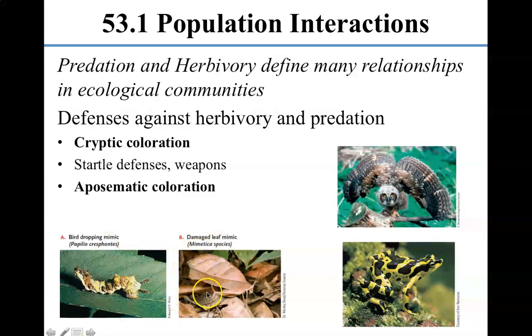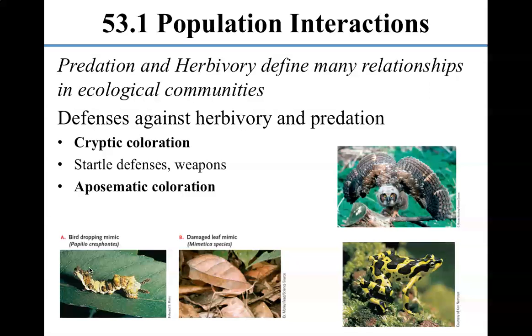Maybe you look like a leaf, or maybe you're a caterpillar and you look like bird poop, or whatever. So in these cases, you're trying not to get eaten by blending in with your environment. If the predator can't find you or doesn't see you or can't detect you, or they think you're poop, then they're not going to mess with you. So that's an easy thing to do. You don't have to change your behavior. You just change your morphology.